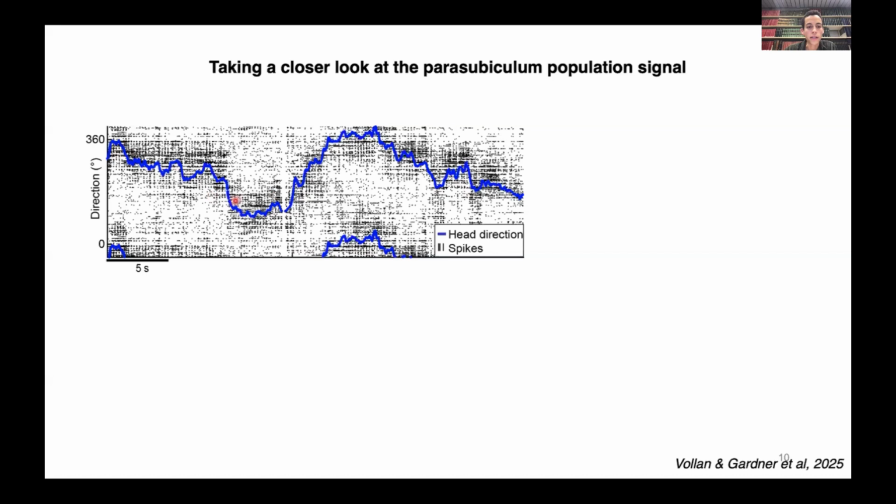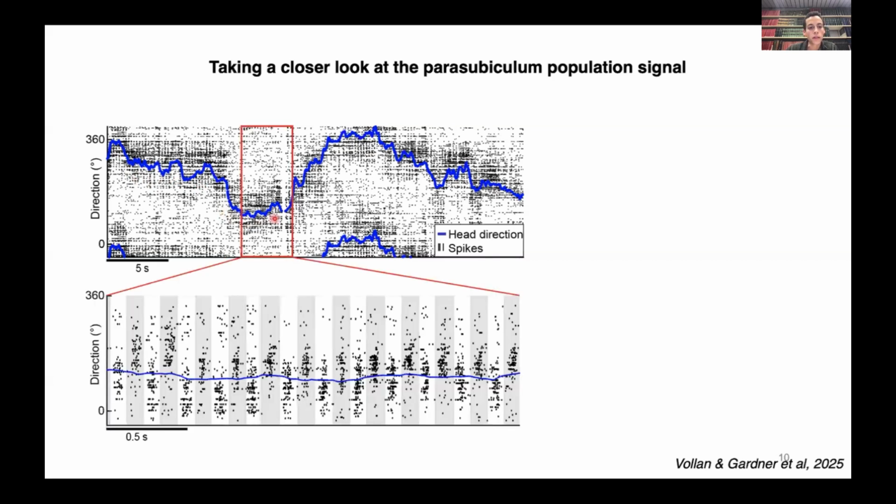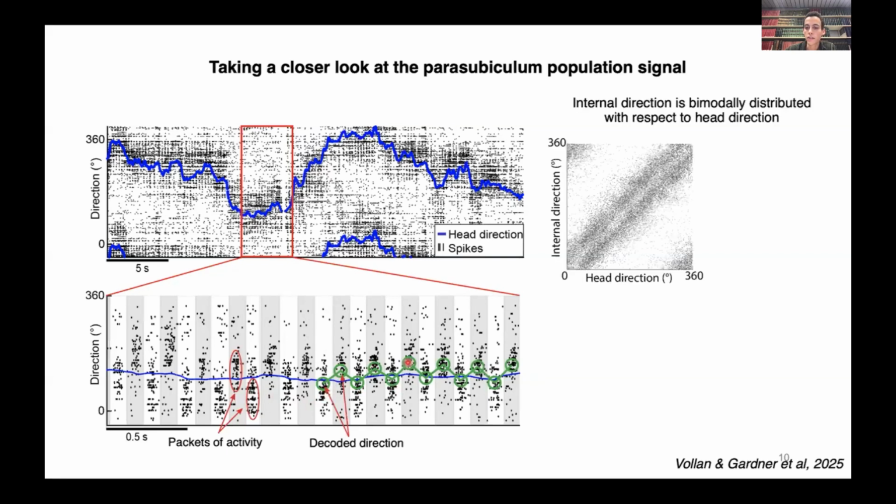Here's the animal's tracked head direction over a few tenths of seconds, and the spikes from hundreds of these parasubiculum cells. Then if we zoom in on a shorter segment and look at the spiking activity at the timescale of theta cycles, each theta cycle lasts about 125 milliseconds and is indicated with these shaded rectangles. You will see these packets of coordinated spiking activity to either side of the animal's head direction. And if we apply our decoder, we will see that the decoded direction also alternates back and forth to either side of the head direction.